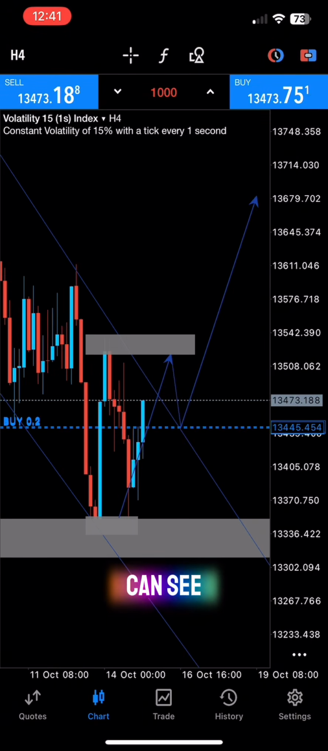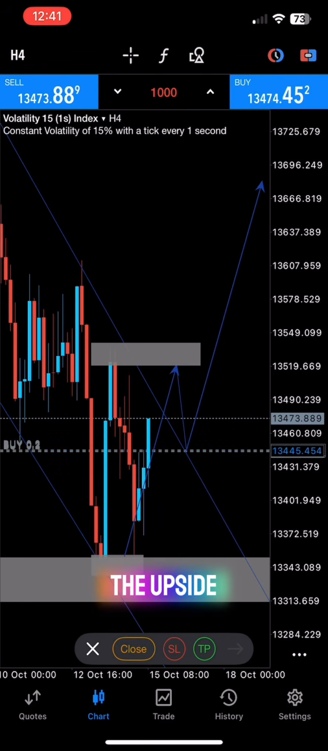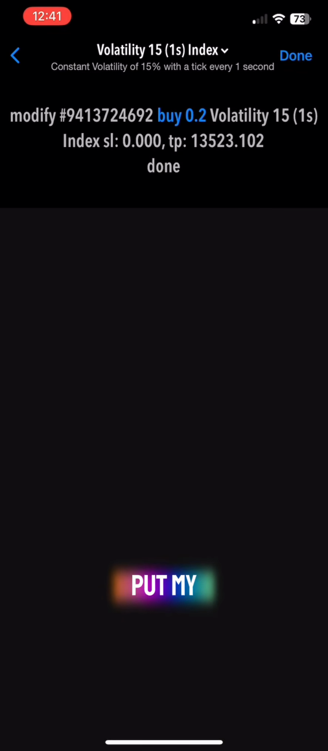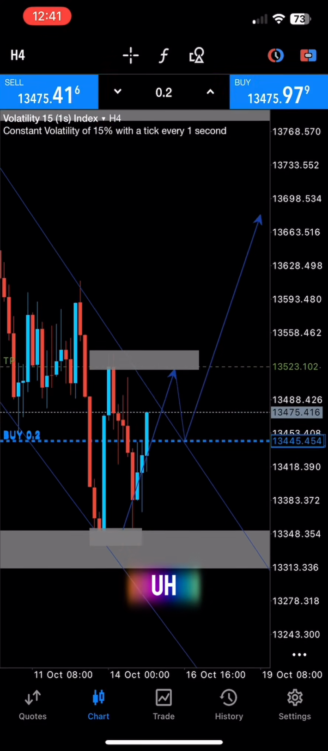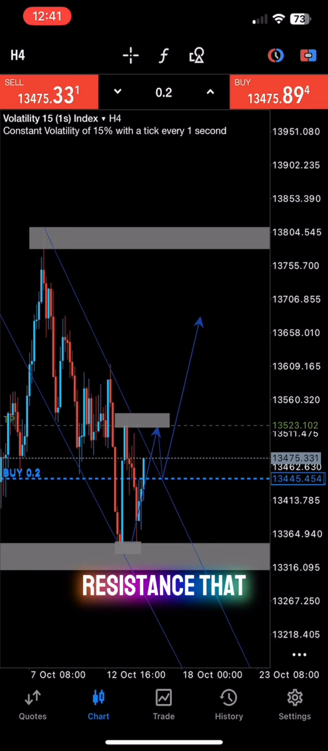Anyway, as you can see, I'm in profit. So I'm not going to wait for it to break to the upside, because it is also obviously going to face the resistance of that line. However, if I were going to, I would put my take profit at that point where I've put my take profit, because that's basically the next area of resistance that I'm going to face.